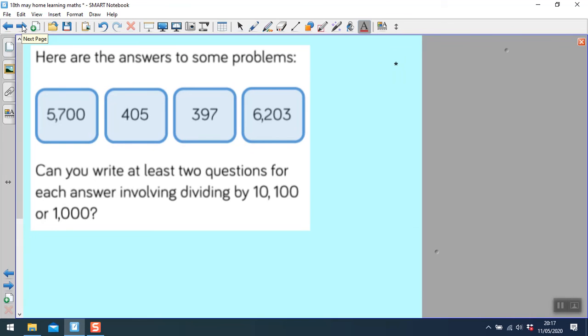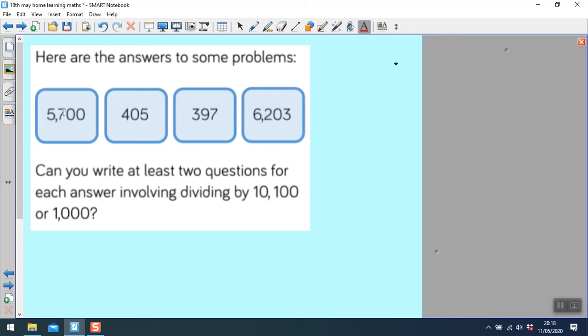This is your last question of the day. Here are the answers to some problems. 5,700, 405, 397, 6,203. Can you write at least 2 questions for each answer involving dividing by 10, 100 or 1,000? So these are all your answers. Can you write at least 2 questions for each answer?